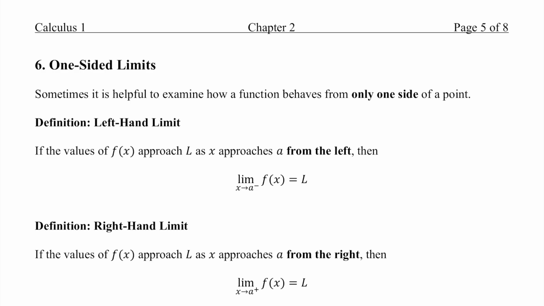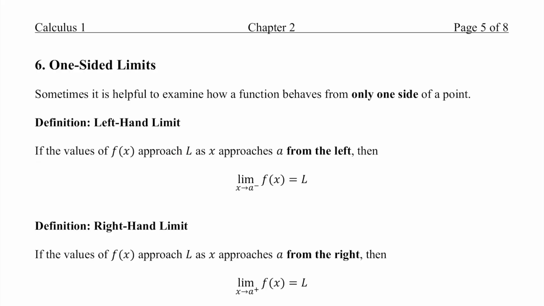We just learned that a limit does not exist when the left and right sides are different. So now, let's study that idea more carefully. Sometimes it helps to look at a function from one side only. These are called one-sided limits.